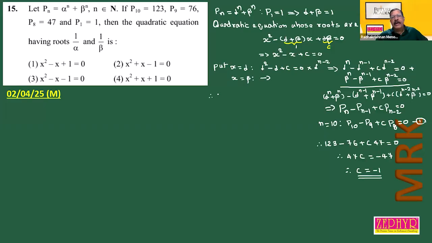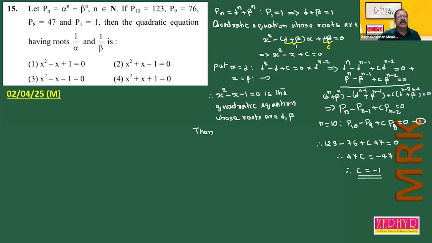Therefore, x square minus x, in the place of C you can put minus 1, is the quadratic equation whose roots are alpha, beta.